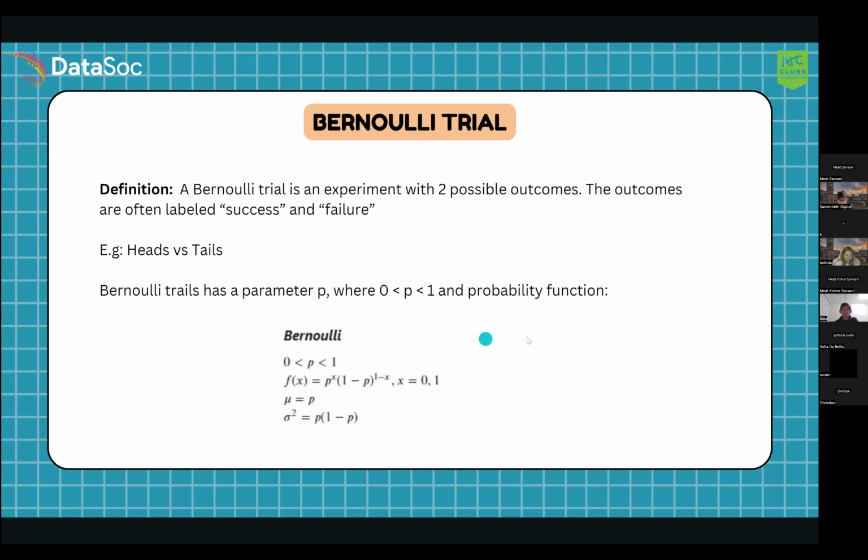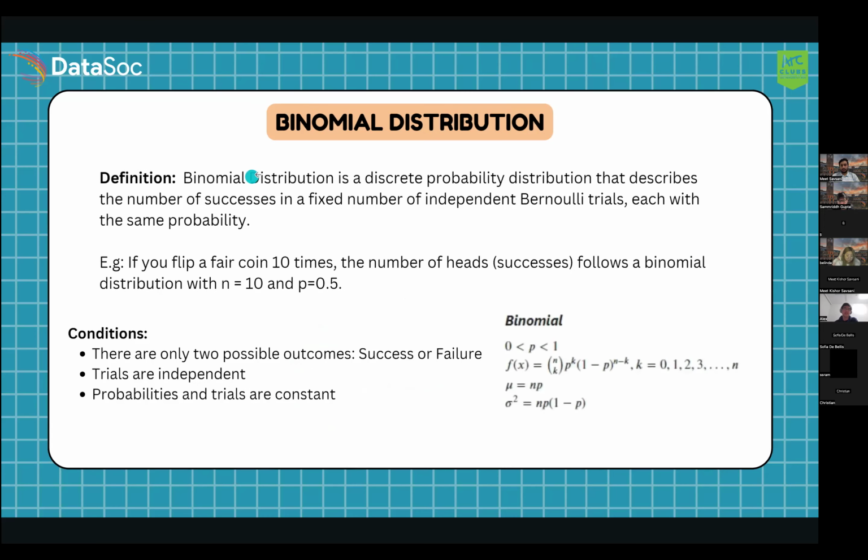It is also modeled with the probability function given here, which is f(x) = p^x times (1 - p)^(1 - x), where 1 - p is the complement of p, the probability of success. This basically tells us the probability of a success when x equals 1, which is p, and the probability of failure when x equals 0, which is the complement of that. The mean for a Bernoulli trial is p, and the variance can be calculated using p times the complement of p, which is 1 minus p. And this is very useful when going into the binomial distribution.